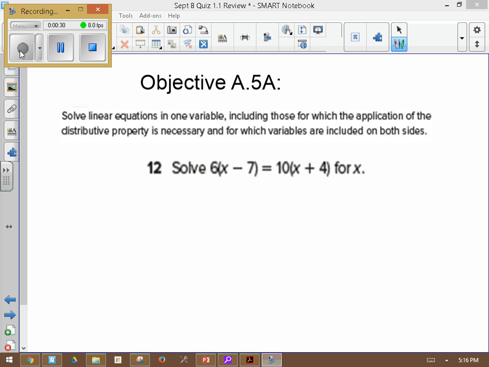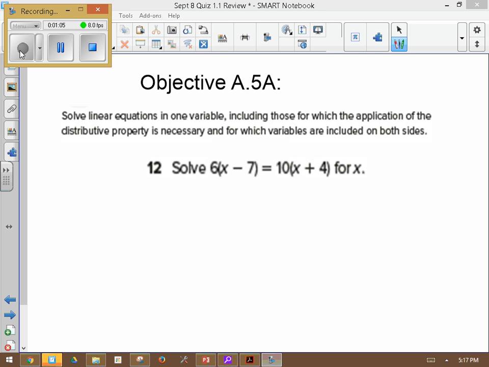Suppose we want to solve 6 times (x minus 7) equals 10 times the quantity (x plus 4) for x. Notice that we have the distributive property here and the distributive property here. So in order to solve this equation, we need to be able to apply the distributive property. And then notice that we also have variables on both sides. So this problem is a good example of the type of problems that meet this objective. So let's go ahead and solve it.